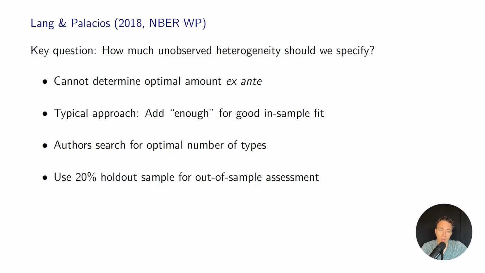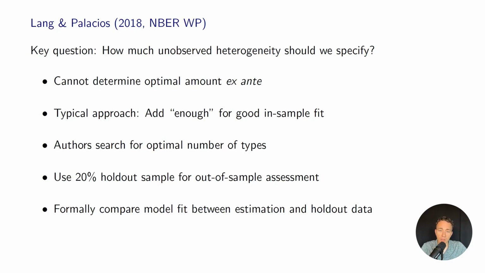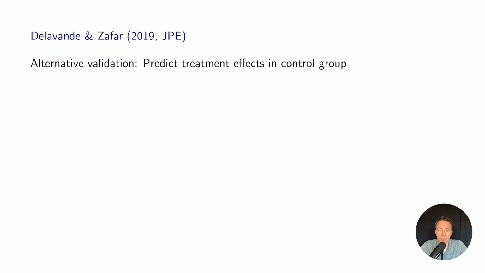And then they rotate through which chunk of the data is held out and which one isn't. So that's a very common approach in machine learning. And then basically they're formally comparing the fit, like I just said, using some commonly used metrics and statistics. And the main takeaway from their paper is that just visual in-sample fit metrics are not going to be good enough because it's going to perform poorly in this holdout sample unless you have a greater degree of heterogeneity in the estimation. Let's move on to another paper.